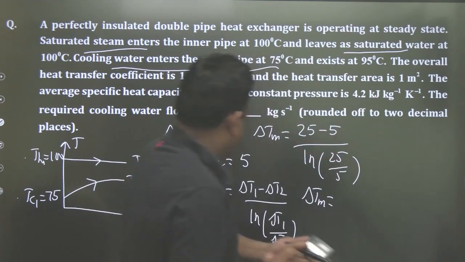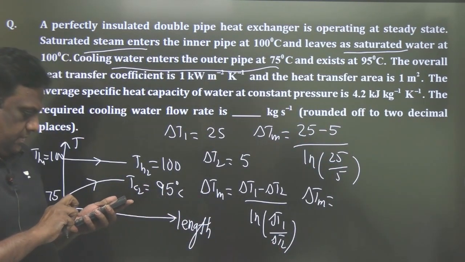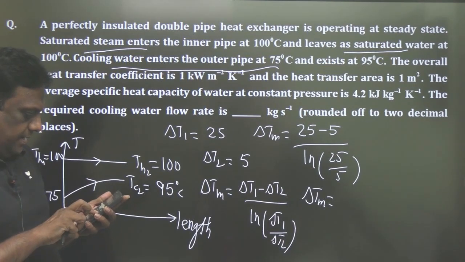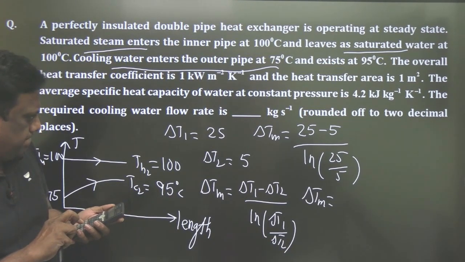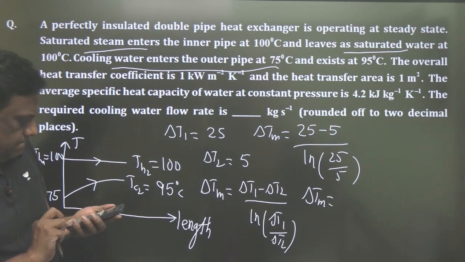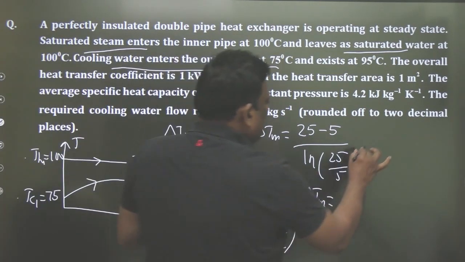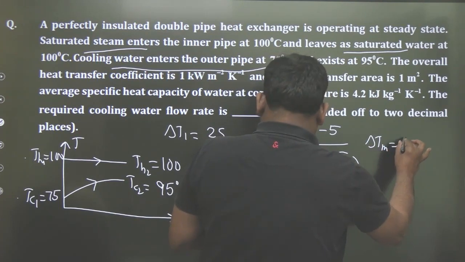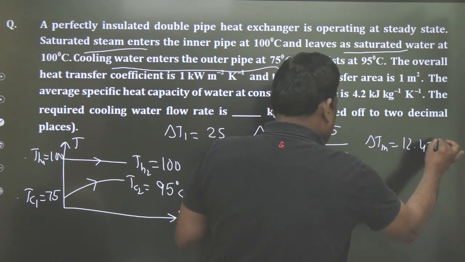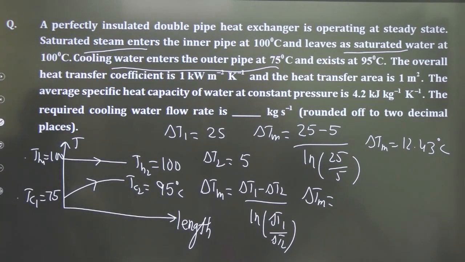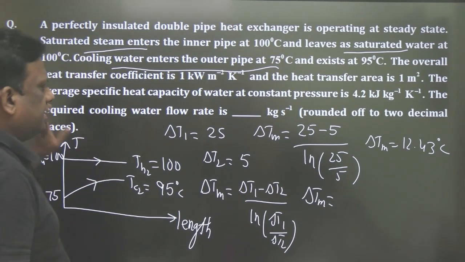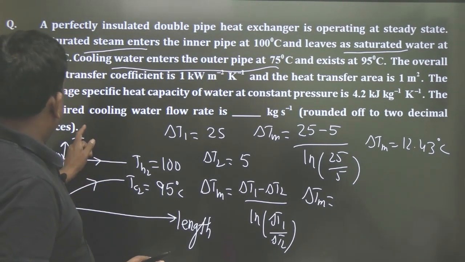Let me check once, sir. This is 20 divided by ln 5, which is 12.42. So delta Tm, let us take 12.43. Okay, no problem at all. Is it degree centigrade? Because all temperatures are in centigrade. No problem. So now what is he asking?